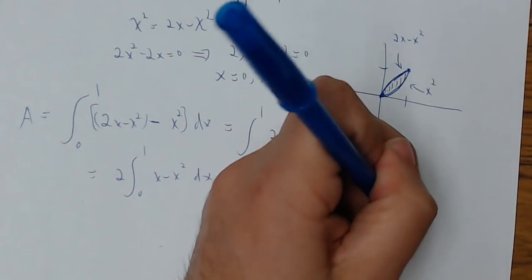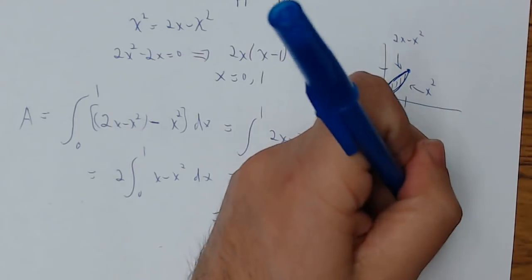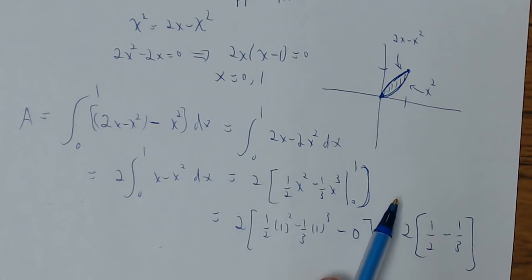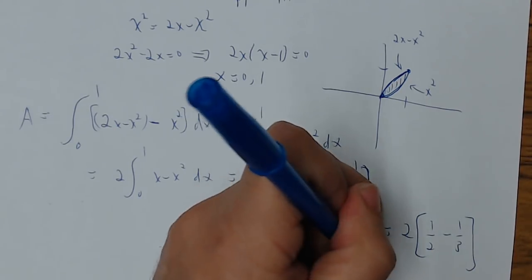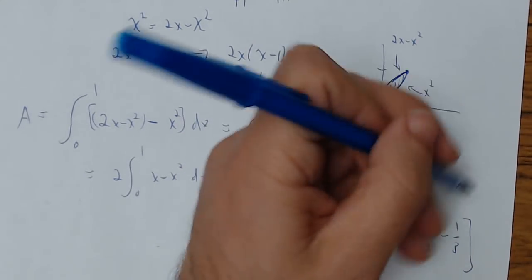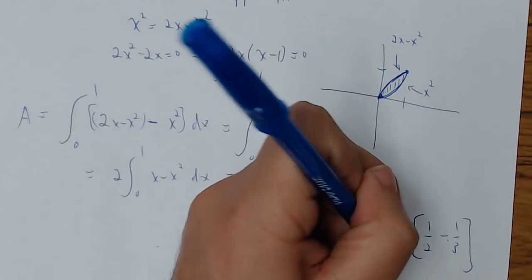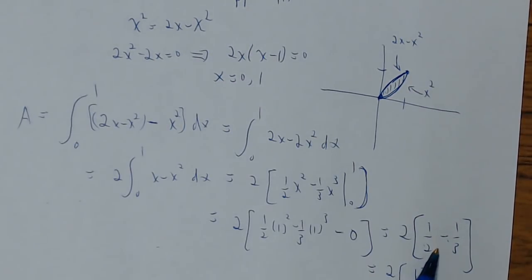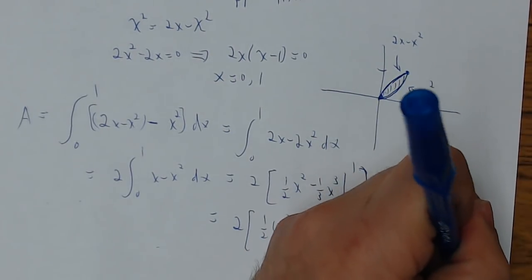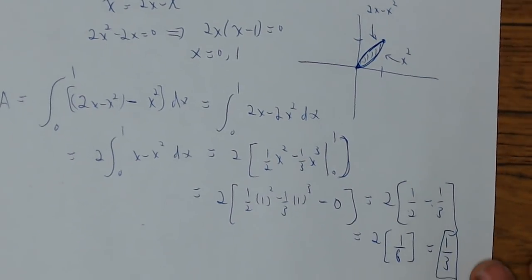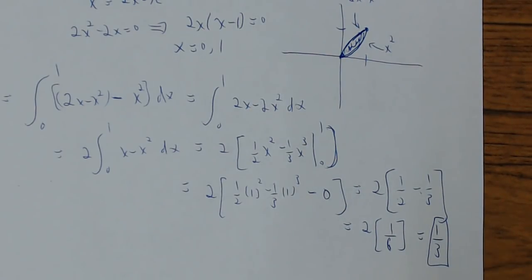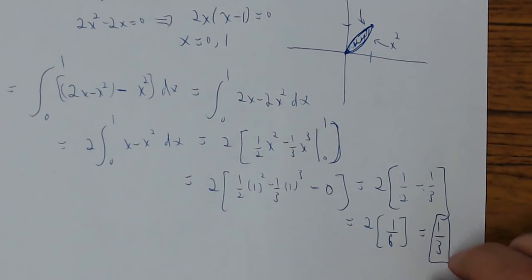So what does this become? This becomes 2 times 1/2 minus 1/3, which then 1/2 minus 1/3 here, what does that become? This becomes, what is that? 3/6 minus 2/6, 2 times 3/6 minus 2/6, which is 1/6 times 2, which the answer becomes 1/3. So what do we say here? This area between the two curves is 1/3. Okay? So there's an example of area between two curves.